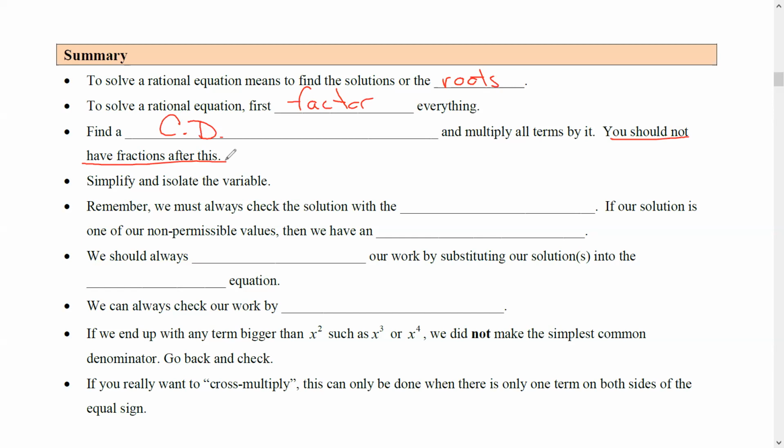Simplify and isolate the variable. Remember, we must always check the solutions with our NPVs. If one of our solutions is one of our non-permissible values, then we have an extraneous root. I need you to cross that off and label it for me. We should always check our work or verify our work by substituting our solutions back into the original equation. We can always check our work by graphing.